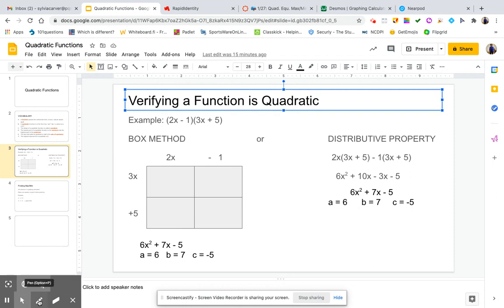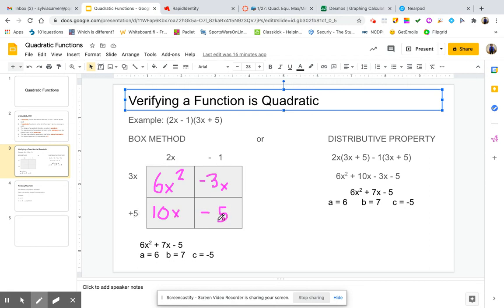The first way that I'm going to go through and do it is the box method. For the box method, I took 2x minus 1 and I put that on top. I took 3x plus 5 and I put that on the side. And we're going to go through and multiply. 3x times 2x is going to give me 6x squared because you add your exponents. 3x times negative 1 is going to give me negative 3x. 5 times 2x is going to give me 10x. And 5 times negative 1 is going to give me negative 5.